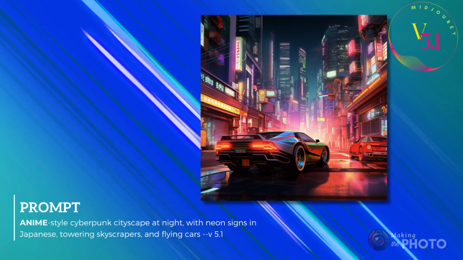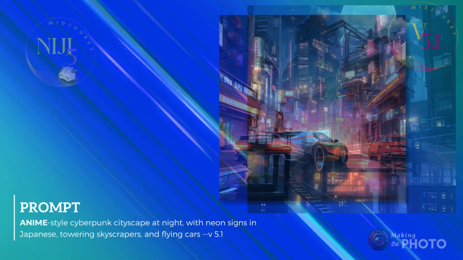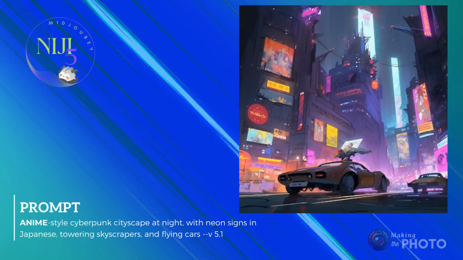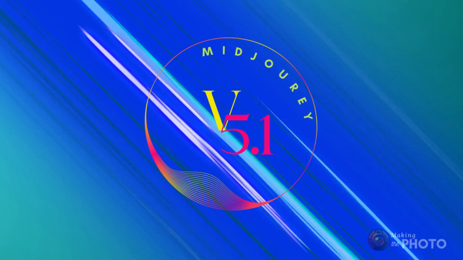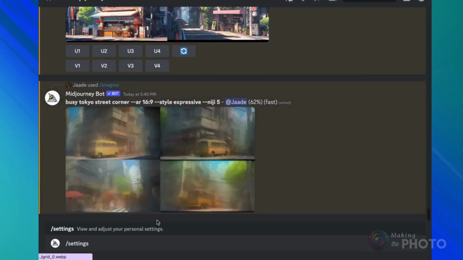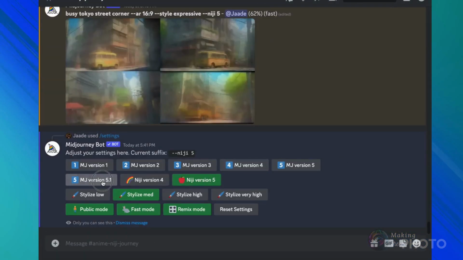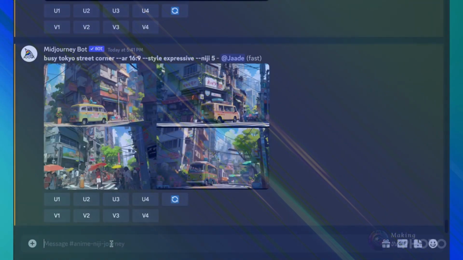So you can simply ask for anime-style images in Midjourney, and you'll get an image in a general anime style. But Midjourney has so much more anime styling to offer. Currently, version 5.1 is Midjourney's default version. But type /settings into the message bar and switch to Niji 5, and this opens up a whole new world of the anime style. You'll notice that --niji 5 appears after your prompt.